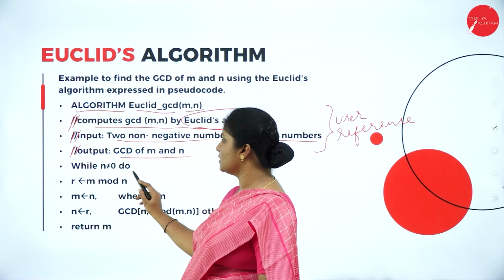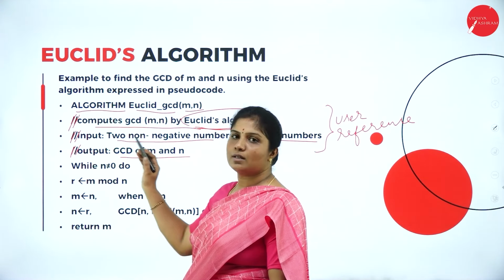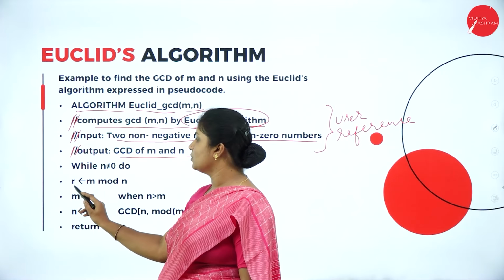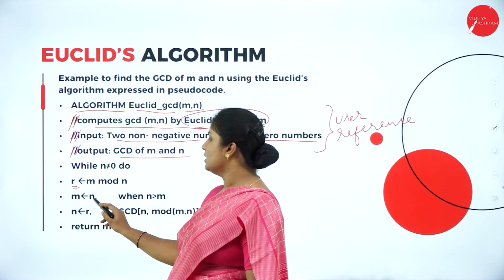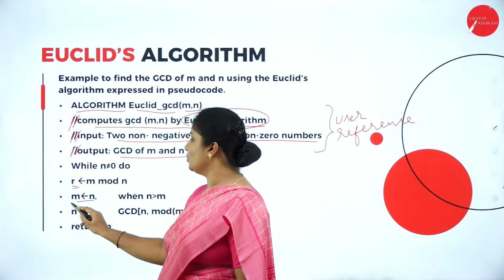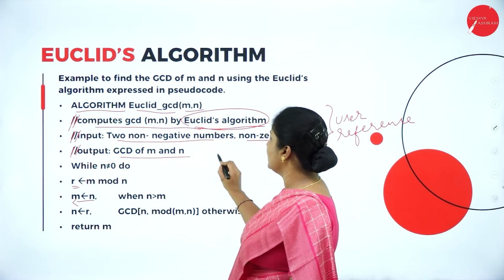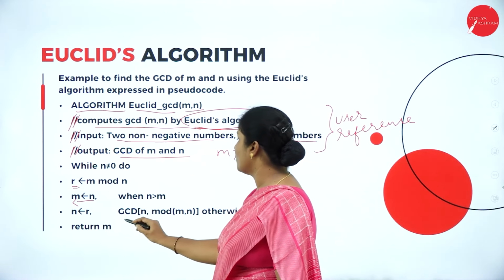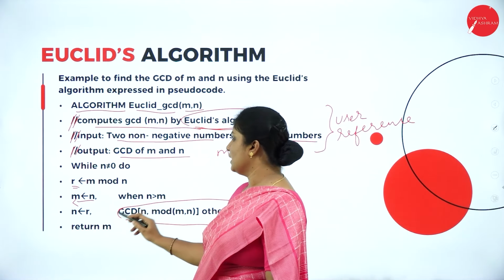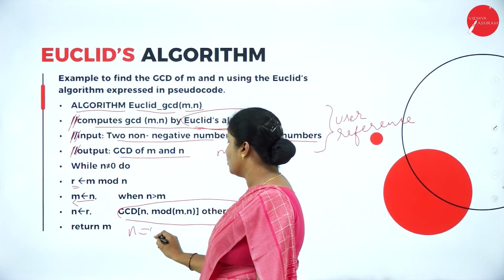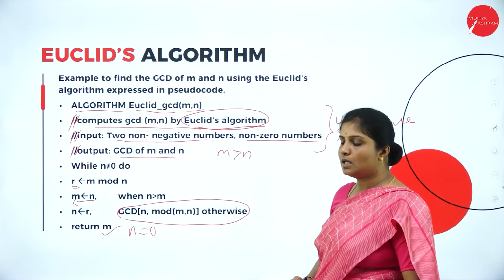While n is not equal to 0, what you should do? You do m mod n. What is the remainder that comes? You assign it to the remainder. If n is greater than m, then initialize the n value to m. If not, if m is greater than n, you perform this operation. After performing, if n is equal to 0, then return m. So this is what our algorithm says.